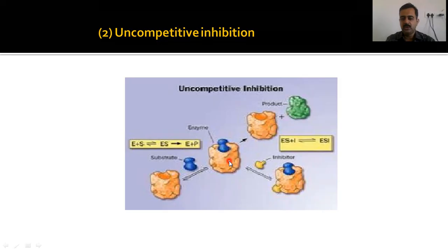For uncompetitive inhibition, though there is an ES complex formation, the inhibitor would bind to it and ultimately inhibit it. So it does not compete with the substrate for its binding, but still it has a certain specific site on the enzyme where it can bind and slow down the reaction.